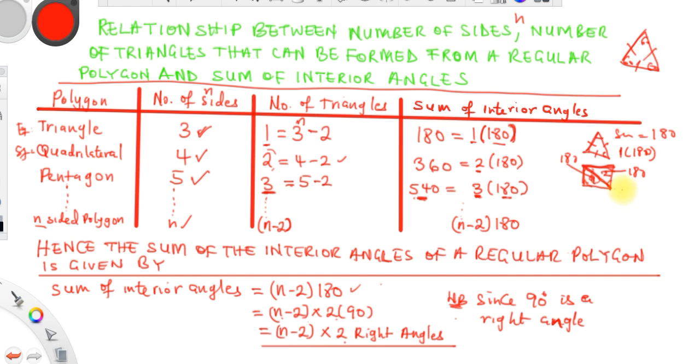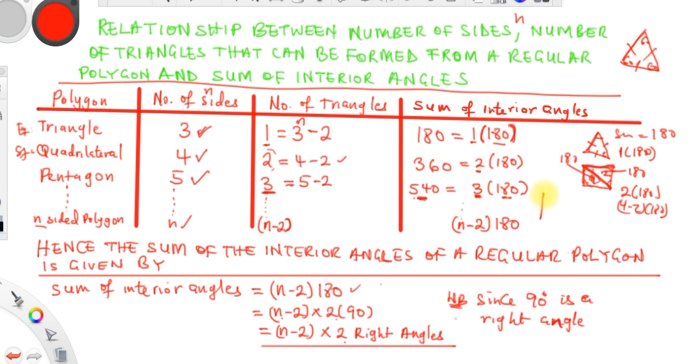Or in another way, it's the same as the number of triangles that can be formed, which is 2, times 180. Now I'll get 360. And how do we get this 2? It's the number of sides, which is 4, minus 2. The same as 4 minus 2 times 180. Have you seen? So in general, but let us look at the pentagon as well.